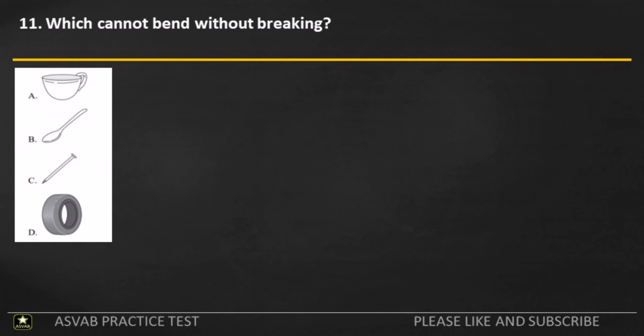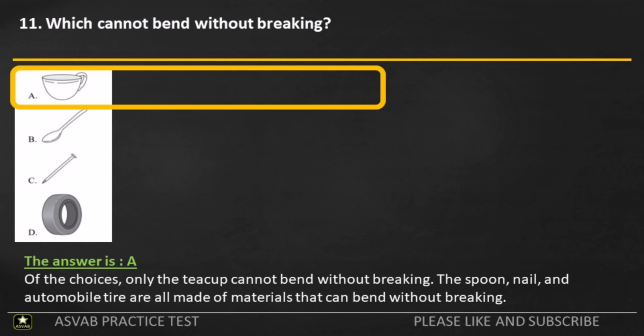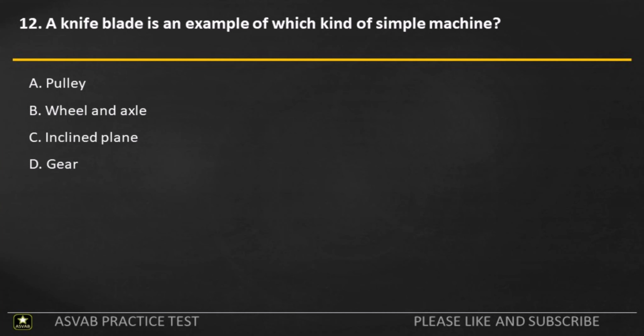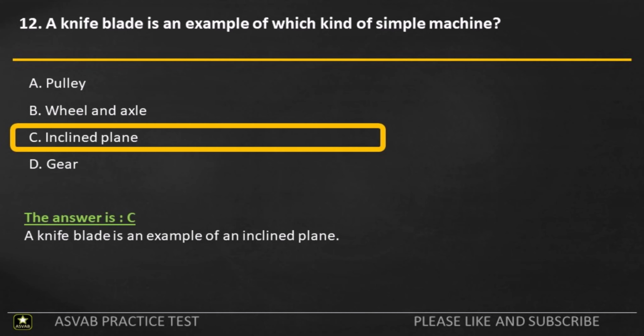11. Which cannot bend without breaking? A. B. C. D. The answer is A. Of the choices, only the teacup cannot bend without breaking. The spoon, nail, and automobile tire are all made of materials that can bend without breaking. 12. A knife blade is an example of which kind of simple machine? A. Pulley. B. Wheel and axle. C. Inclined plane. D. Gear. The answer is C. A knife blade is an example of an inclined plane.